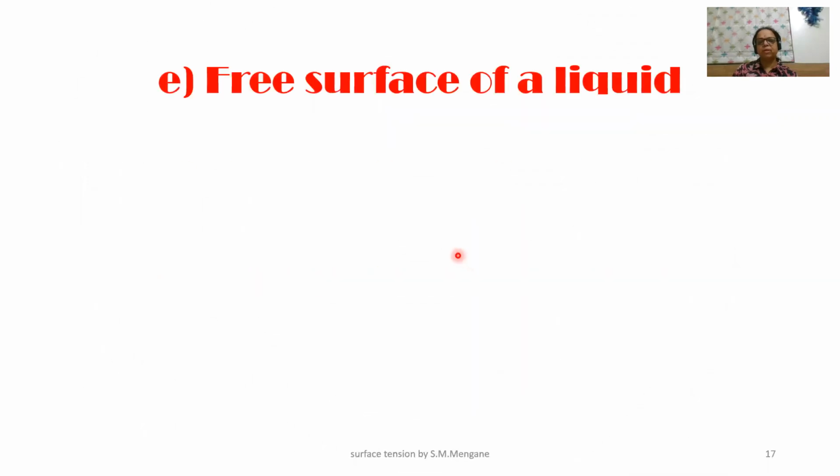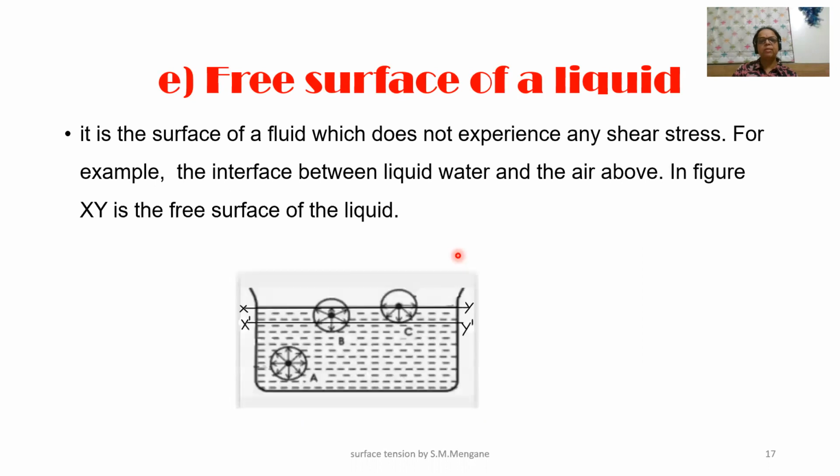Free surface of a liquid. This xy is a free surface. Now see its description. It is the surface of a fluid which does not experience any shear stress. For example, the interface between liquid water and the air above. Means the interface between liquid and air is called the free surface of the liquid. In the figure, xy is the free surface of the liquid.